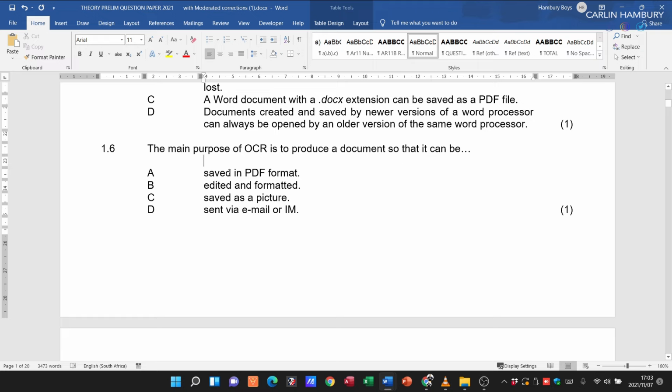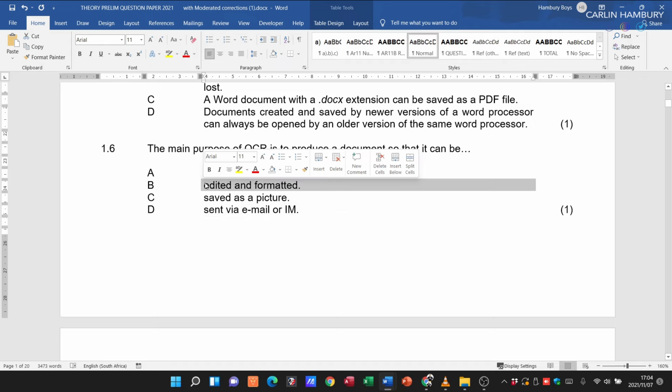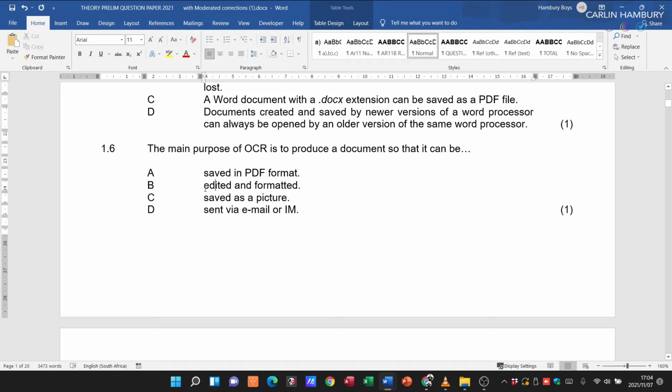So the main purpose of OCR is to produce a document so that it can be what? Saved in PDF, edited and formatted, saved as a picture, sent via email. Now, why would you use this software in the first place? I mean, why do you want to scan in a document and have the software read the characters on the page? To save it in PDF where you can't do anything with it? No. To save it as a picture? Definitely not. Send it via email or instant messaging? Really? No. Okay. So our only option here, because we understand what OCR is, we use OCR software because we want to take the document and edit it, add things to it, format it, all this type of thing. So B is our answer over there.